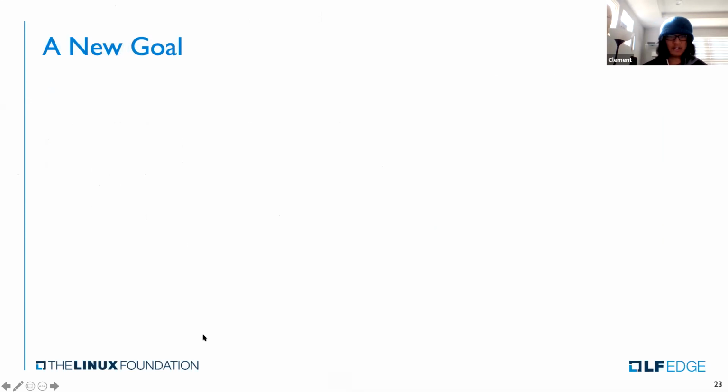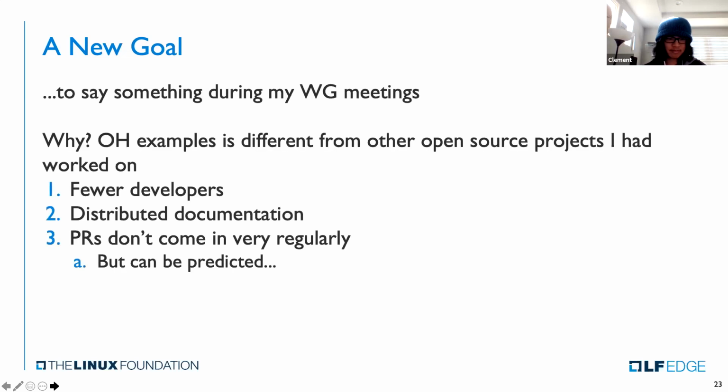So after a couple of weeks in OH, I had experienced a couple of working group meetings and generally found it hard to get a lot out of them. I realized I had a new primary goal. Next. To say something during my working group meetings. Now, why is that my goal?